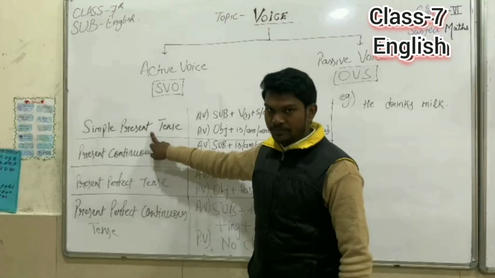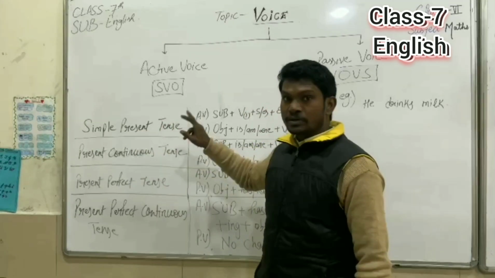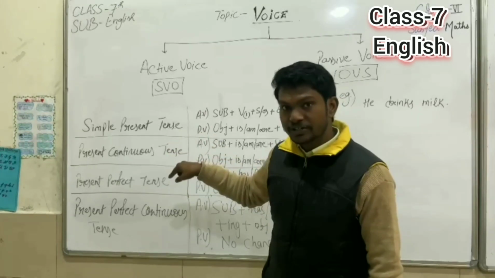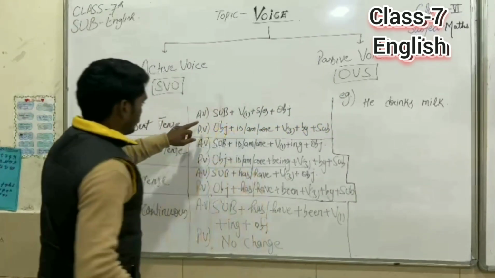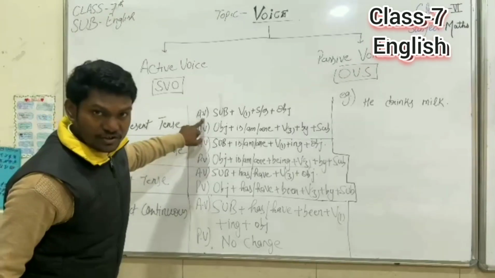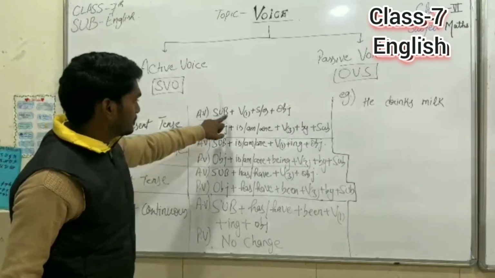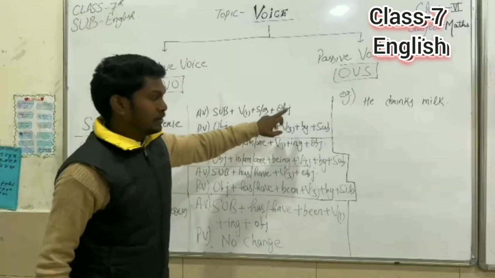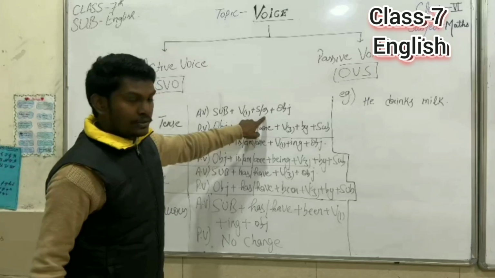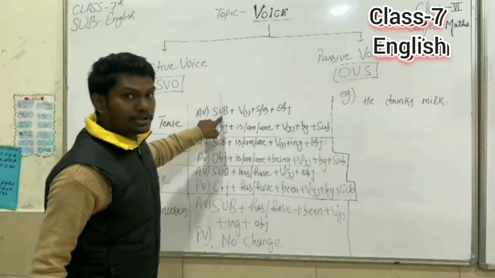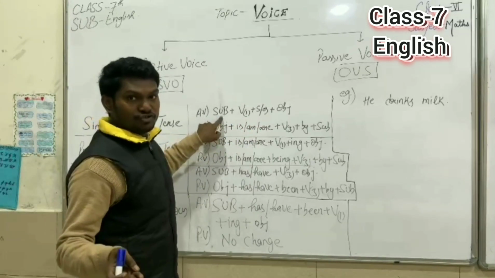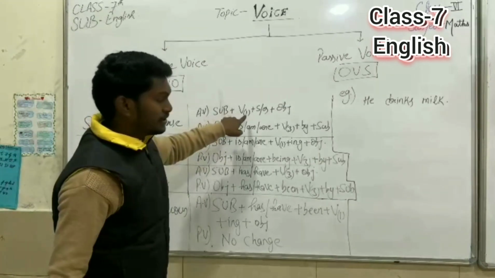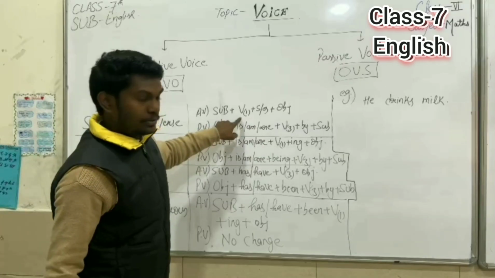Simple present tense. Simple present tense consists of two rules, one according to active voice and the other for passive voice. Now, the simple present tense active voice rule, affirmative case: subject plus first form of the verb plus S or ES plus object. We write S or ES with the main verb when the subject is third person singular: he, she, it, the name of any one person.